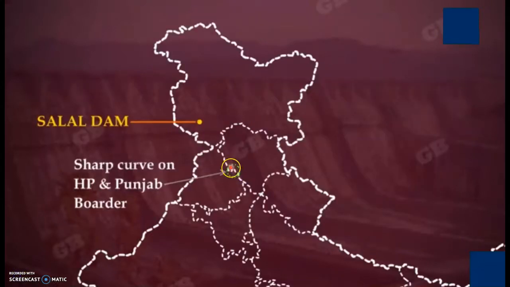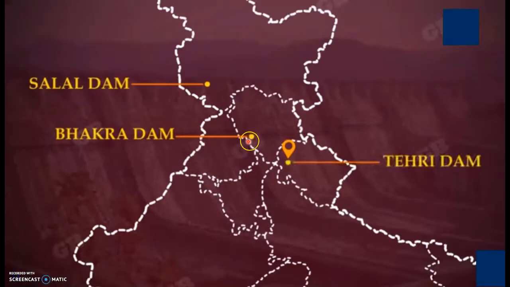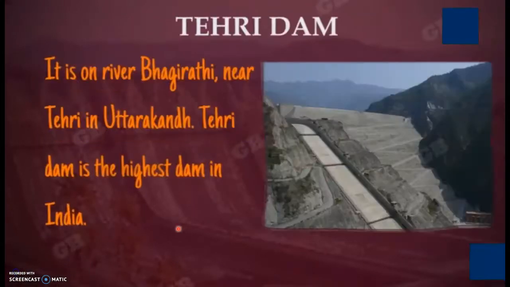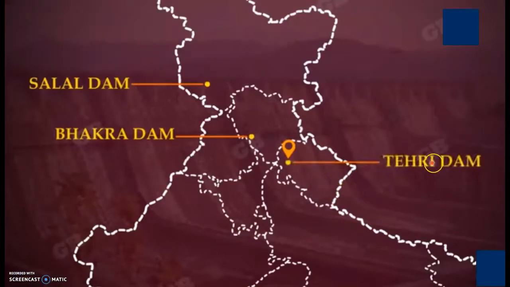So children, mark Bhakra Nangal Dam here in the sharp curve on the Himachal Pradesh and Punjab border here. Okay. Like this. Bhakra Dam. Okay. Next one is Tehri Dam. It is on the river Bhagirathi near Tehri in Uttarakhand. Tehri Dam is the highest dam in India. So children, Tehri Dam is situated here in Uttarakhand. So mark Tehri Dam here.